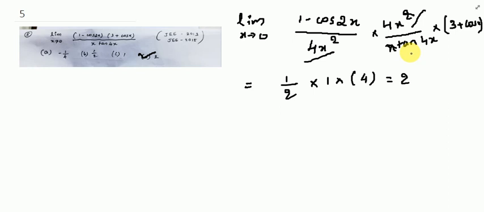The limit of tan x divided by x as x tends to 0 is equal to 1. Therefore that answer will be 1. Here if you apply x tends to 0, it becomes 4. Therefore the final answer will be 2.